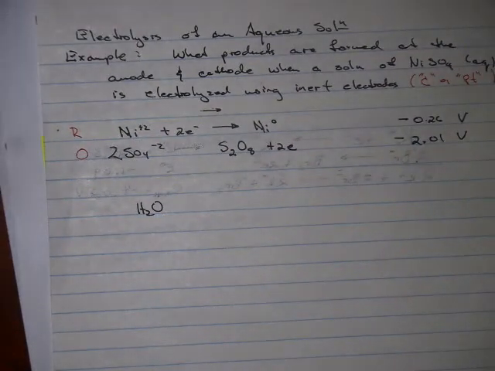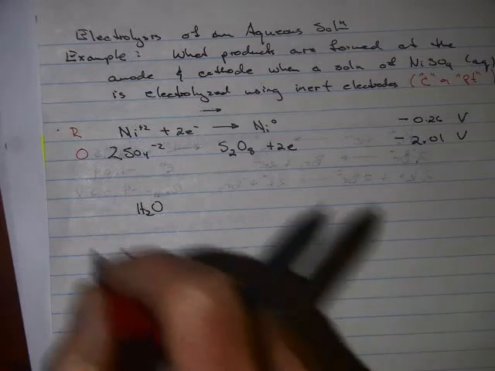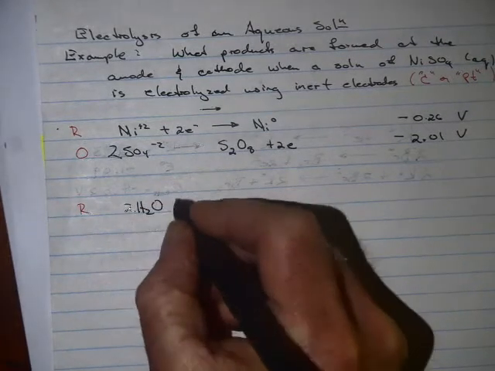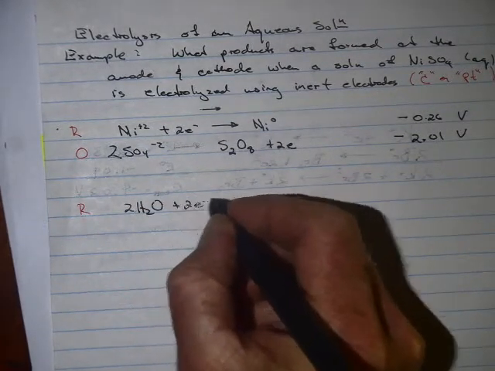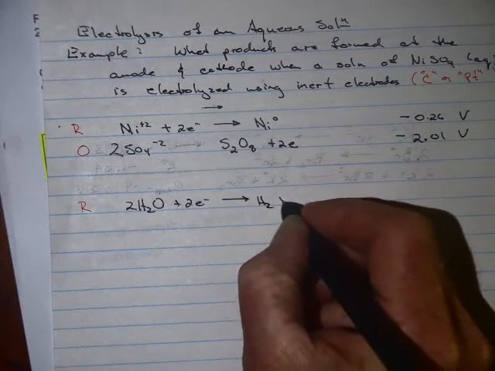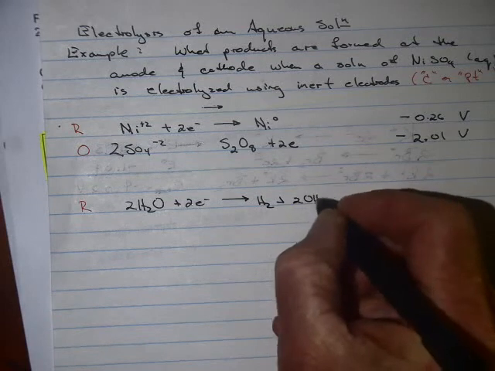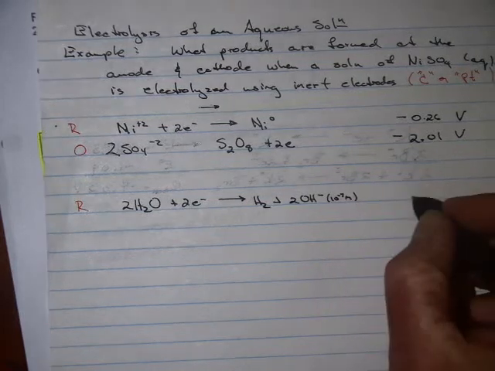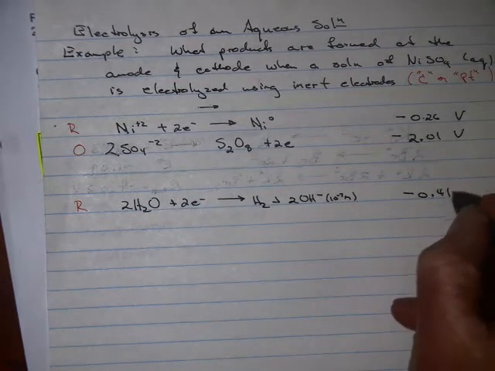Okay, so that's the other oxidation. Now this is the water. There's two things for water. The water reduction, so I'm going to put an R next to this one. This reduction is going to be 2 H2O plus 2 electrons goes to H2 plus 2 OH negative, and that's at 10 to the minus 7 molar, okay. And this is negative 0.41 volts.